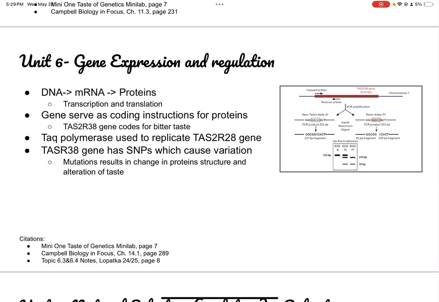During PCR, we use Taq polymerase, a heat-stable DNA polymerase from thermophilic bacteria, to repeatedly replicate our target gene sequence through cycles of denaturation, annealing, and extension.